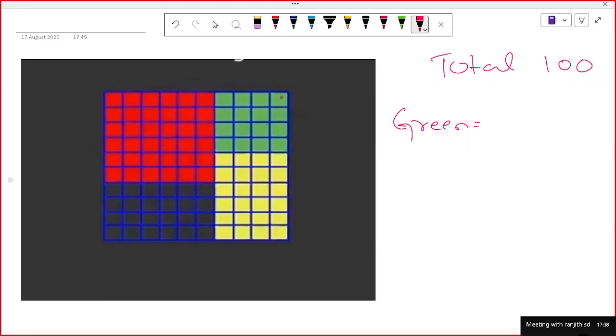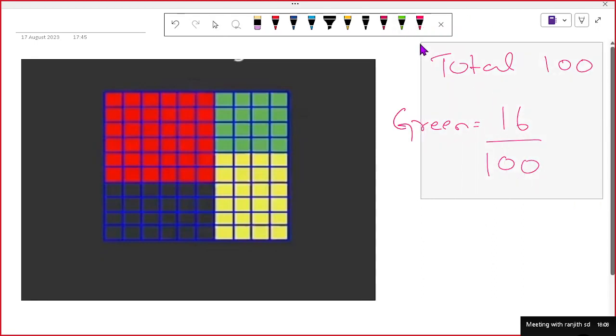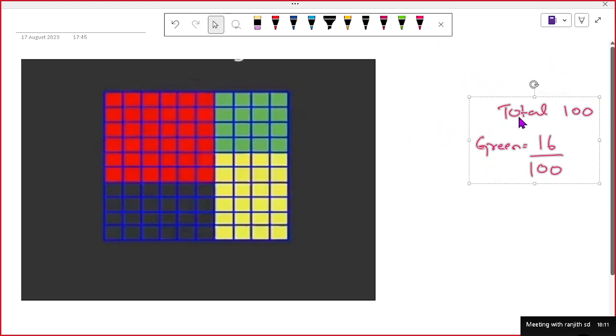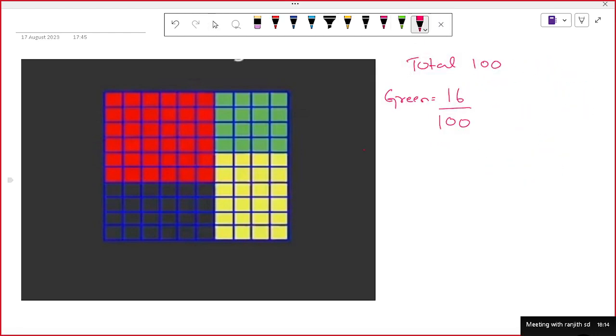How many greens are present here? 4 fours are 16, right? 16 divided by the total number of boxes, 100. So 16 is the numerator and 100 is the denominator. This is the fraction. For every 100 boxes, how many greens are present? 16. Out of 100 boxes, the green is 16.